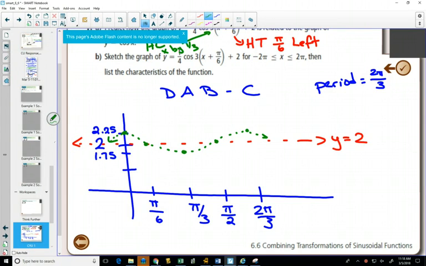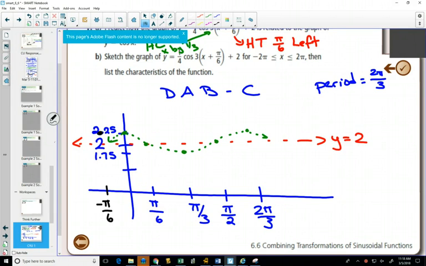And now we need to shift it pi over 6 to the left. So the last thing we do is the phase shift. We take our green dotted line here. We're going to move everything pi over 6 to the left. So I'm going to label here, this is negative pi over 6. That's moving it to the left. And this point, that's my maximum.